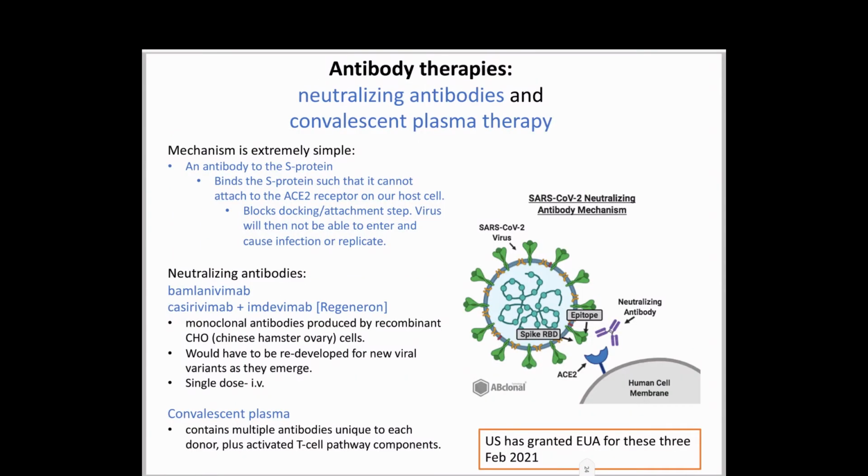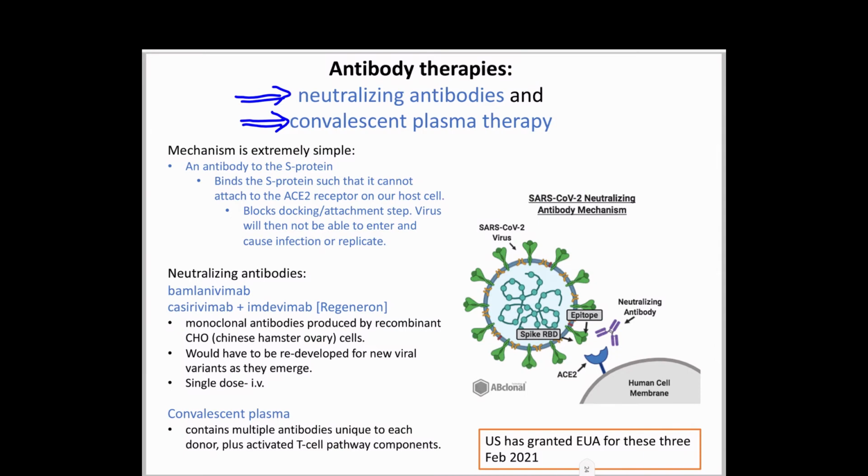So we've already talked about vaccines, and in vaccines, you're giving your body an antigen so that it can create antibodies to, in this case, the S protein of SARS-CoV-2. The antibody therapies rely on creating those antibodies outside of your body and then giving them to you. You can either synthesize or grow those antibodies, or you can use plasma from patients who have had COVID-19 and have already created their own antibodies.